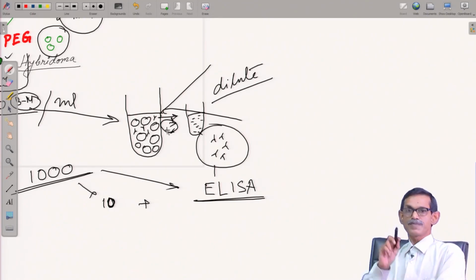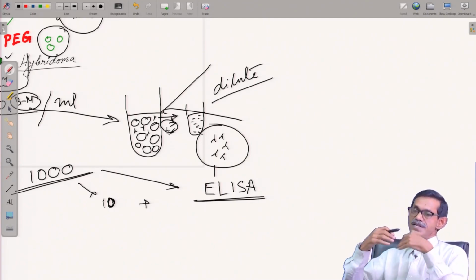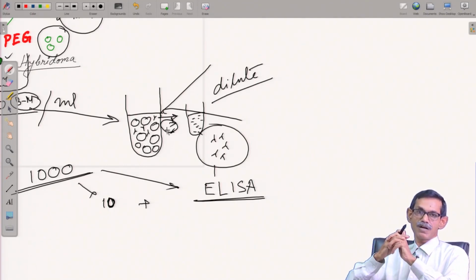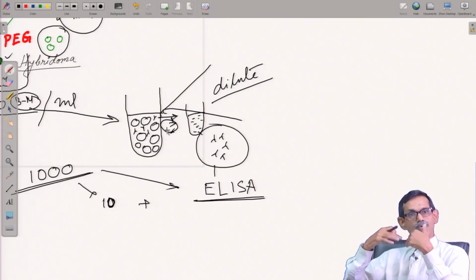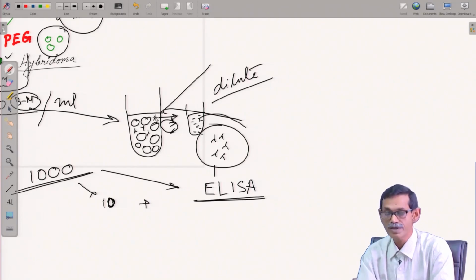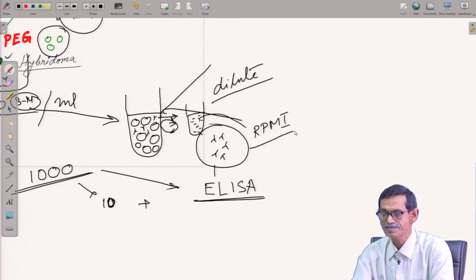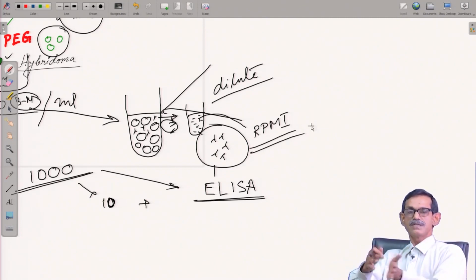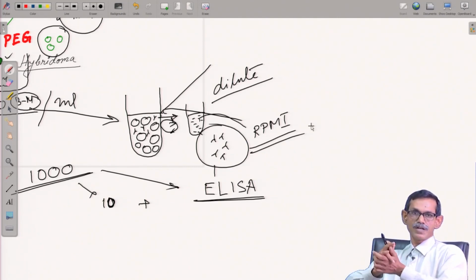The advantage is, now once it is ready, then it will live lifelong, and as many cycles as you want, whenever you want, what you have to do? Again you grow this cell. I mean, where we are growing? We are growing them in RPMI, that medium. So, whenever I need, I will culture them, increase the volume.